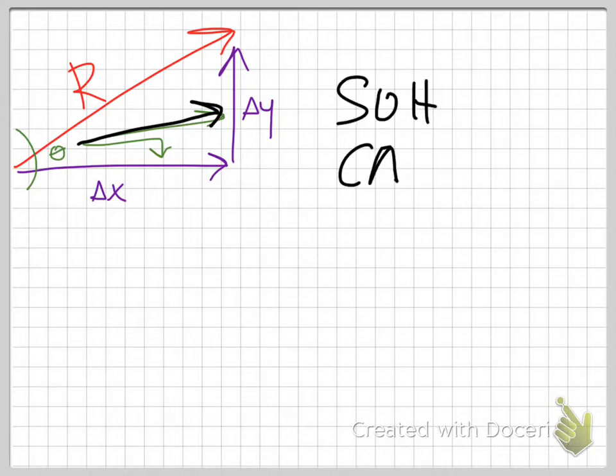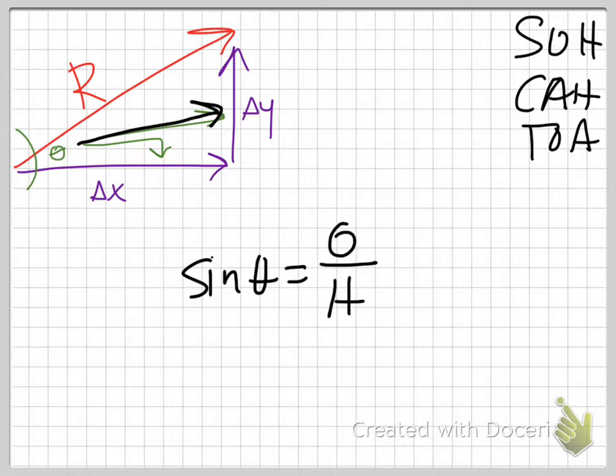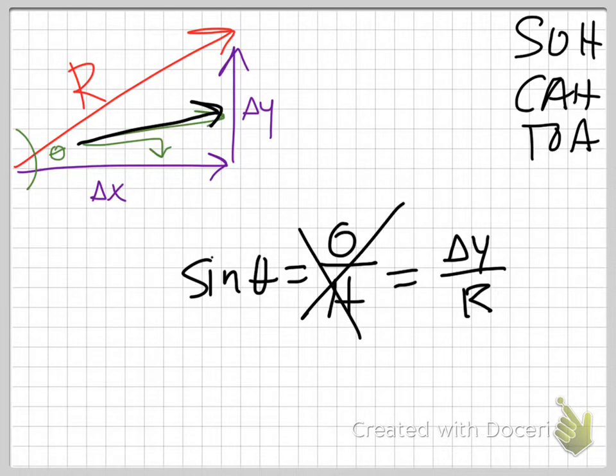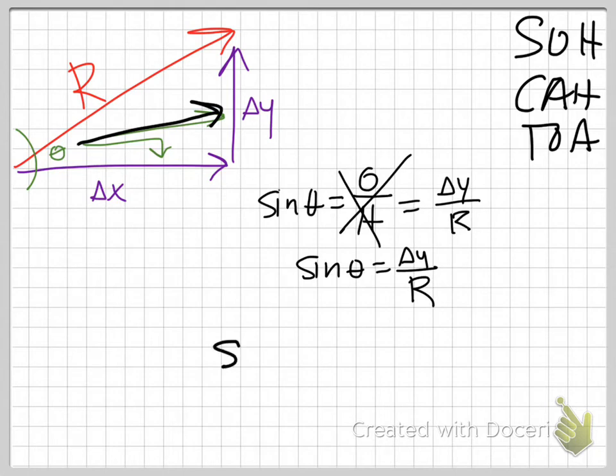So, since apparently I need to have that written on every slide, sine theta equals the opposite over the hypotenuse. Is that better? That's better. And in this case, the opposite is delta y. The hypotenuse, of course, is our resultant. So I know that sine theta equals delta y over the resultant. If I want to solve for delta y, it's a pretty simple matter of saying r times sine theta equals delta y.